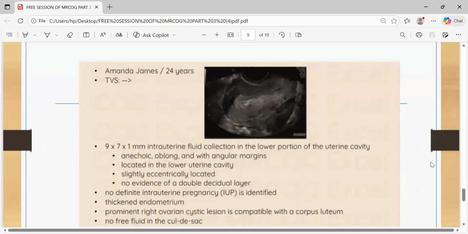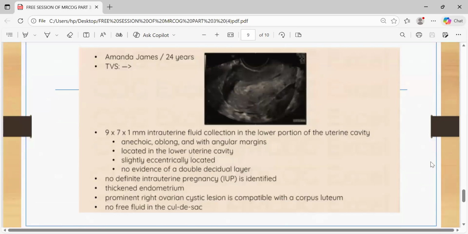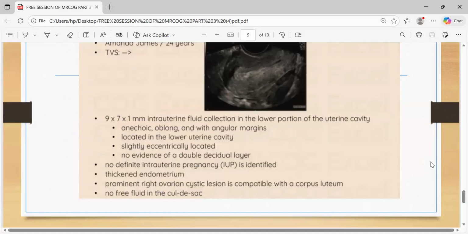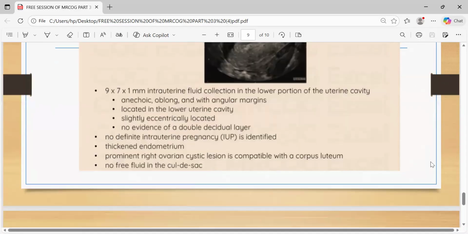See, the next slide is going to the scan. Again, a scan is there. It's mentioning 9 by 7 by 1 intrauterine fluid collection is there, anechoic with angular margins. Slightly eccentric cavity located. No evidence of double decidual reaction. And then again, they will say no intrauterine pregnancy, thickened endometrium, prominent right ovarian cystic lesion. No free fluid in the cul-de-sac.